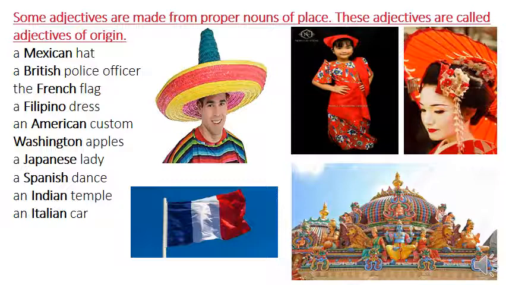A British police officer, it also refers to a place. The French flag refers to a place. A Japanese lady refers to a place. An Italian car, it also refers to a place. Or all the nationalities. So when I say I'm American, I'm British, I'm Italian, I'm German, I'm Lebanese, I'm Syrian, any nationality is also an adjective. These adjectives are called adjectives of origin because they are telling you the origin of something or someone.